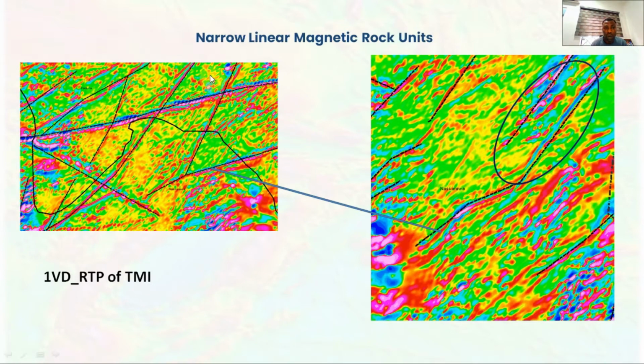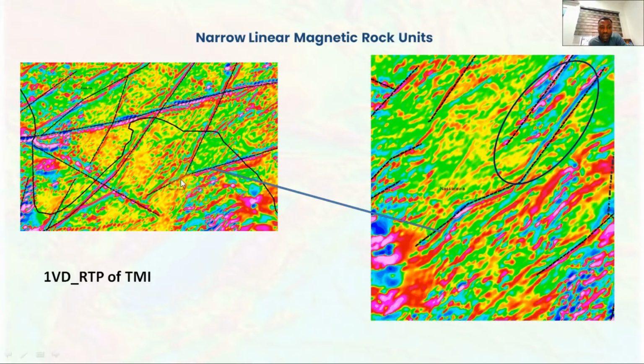So we can see, let's look at this. You can see a very linear, narrow magnetic rock unit. So this is how we can identify. By main observation here, we can see a very linear, narrow magnetic rock unit running northeast.